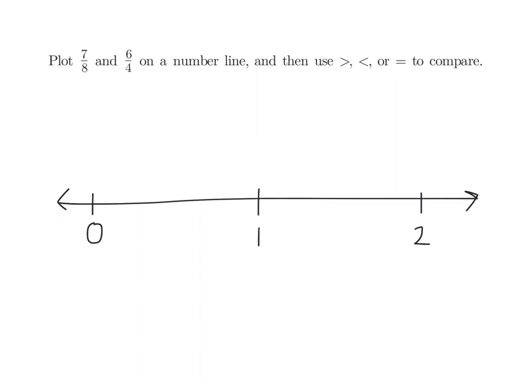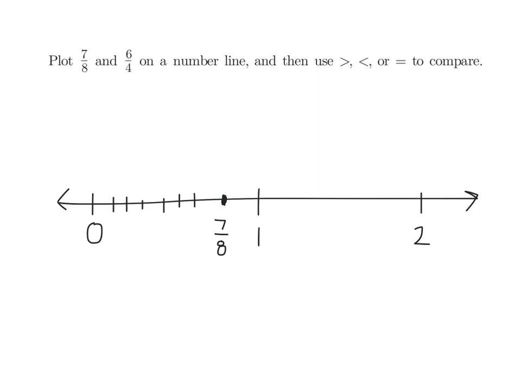Okay, I know that 7/8 is really close to 1. In fact, it is almost 1 because 8/8 would be 1. So I'm going to find a dot here close to 1. I'm going to say that that's 7/8. You can imagine that I split up the distance between 0 to 1 into 8 sections, right? And then my second number is 6/4.